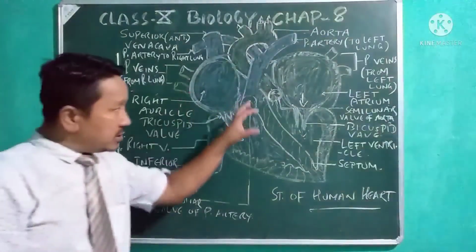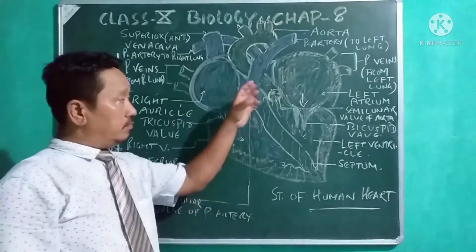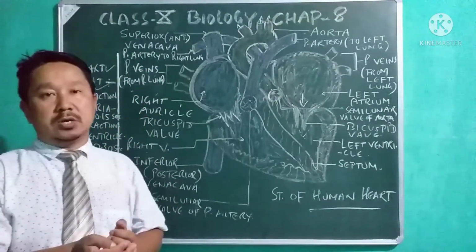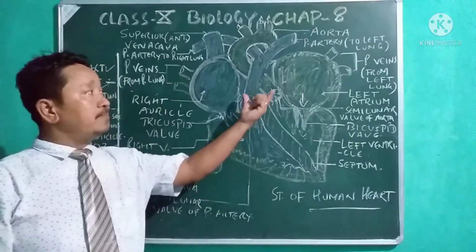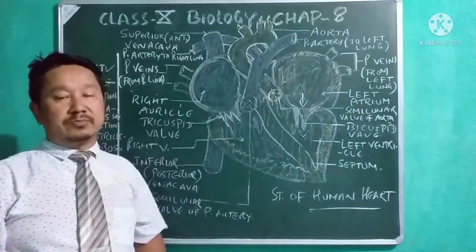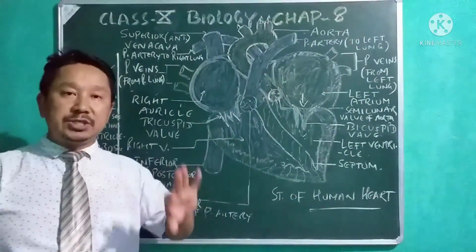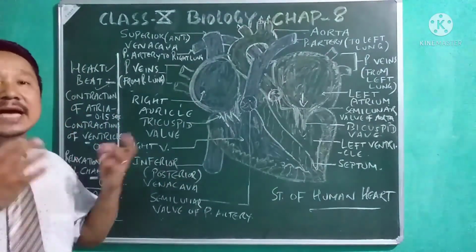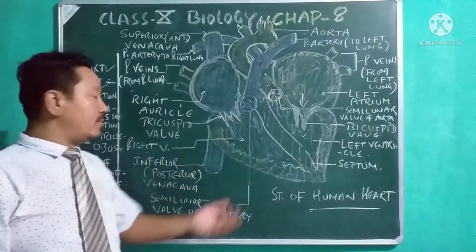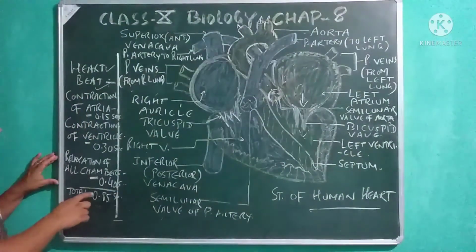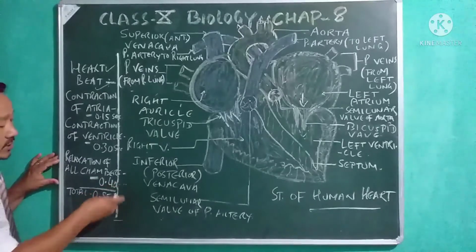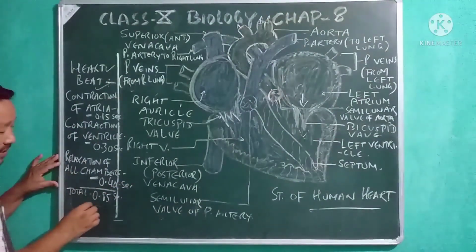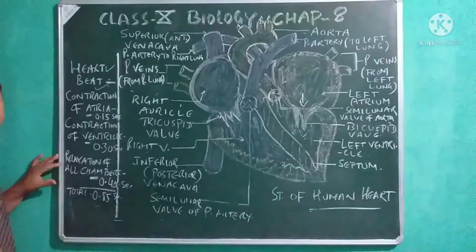Then after the contraction, each chamber will relax also. That relaxation of the chambers of the heart is called diastole. Systole and diastole. Systole means contraction, diastole means relaxation. The relaxation of the chambers takes 0.4 second. So altogether in total, 0.85 second it takes.